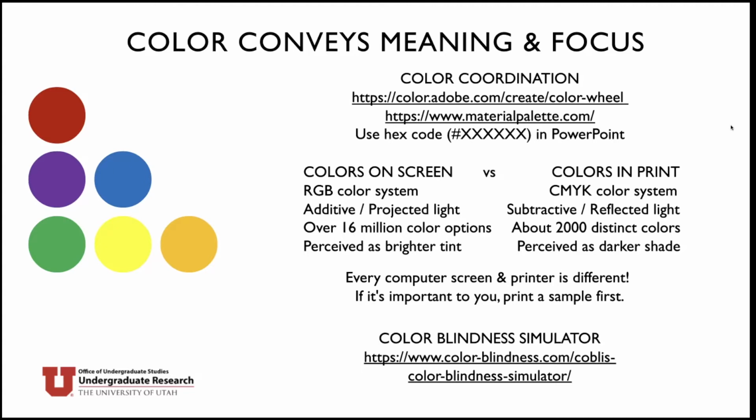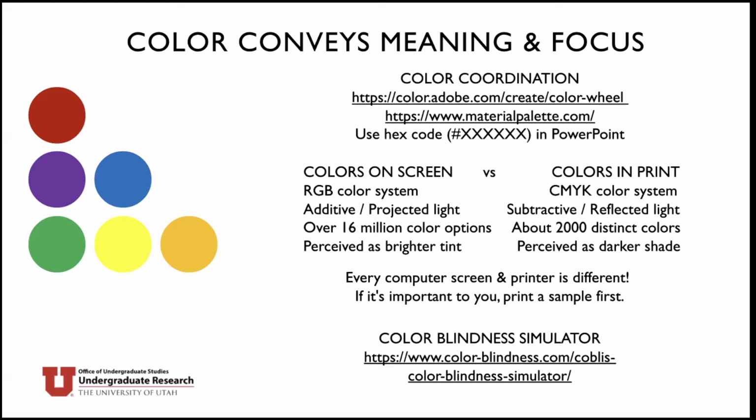And it's those 4 colors where light is reflecting off of the color and creating the image that goes into your eye. So we have additive or projected light from a screen and subtractive or reflected light in print. And it's important to note that the number of colors that you can convey in a digital environment or in a screen projected environment is over 16 million. But in a printed environment, it's a modest 2,000 colors.